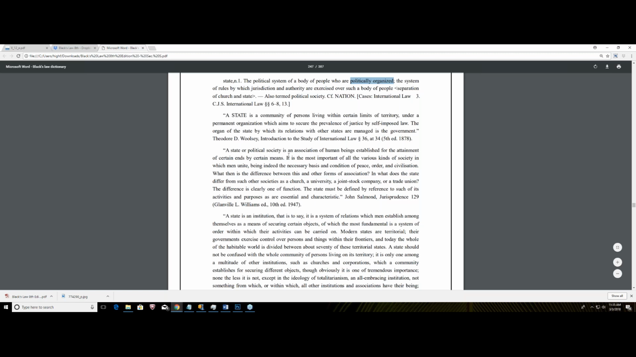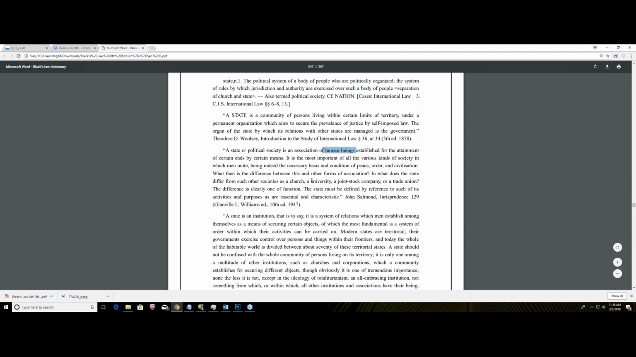A state or political society is an association of human beings, notice I use the word human beings right here, established for the attainment of certain ends by certain means. It is the most important of all the various kinds of society in which men unite, being indeed the necessary basis and condition of peace, order, and civilization.